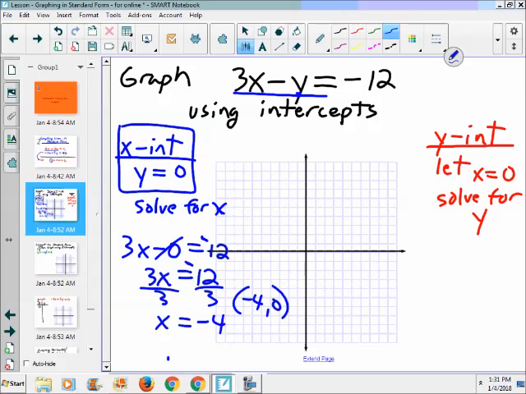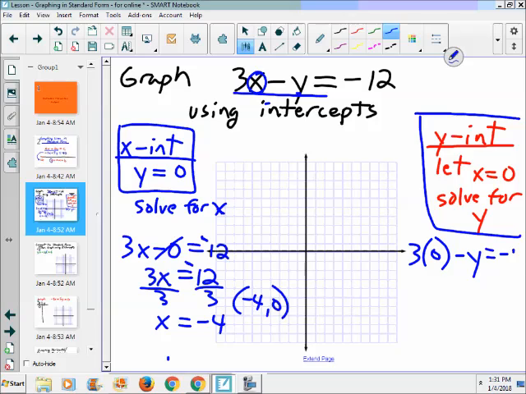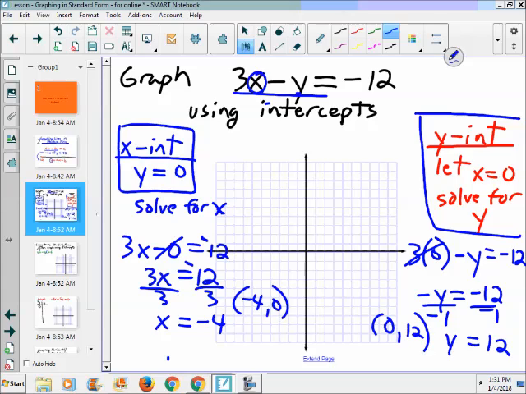The y-intercept is just as easy to find. To find the y-intercept, you let x be equal to 0 and you solve for y. So if we plug in 0 for x in the equation, we have 3 times 0 minus y equals negative 12. 3 times 0 is 0, so that just goes away. So we have negative y equals negative 12. There's a negative 1 in front of the y being multiplied to it, so we divide both sides by negative 1, and y equals 12. Since we let x equal 0, the ordered pair for that is 0, 12.